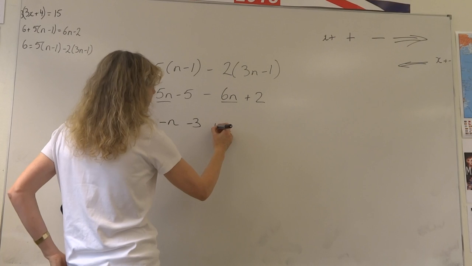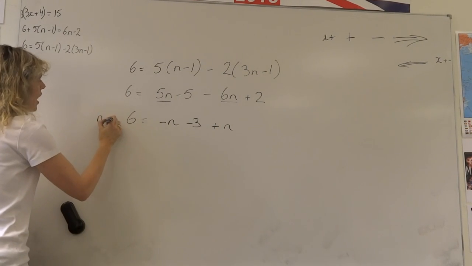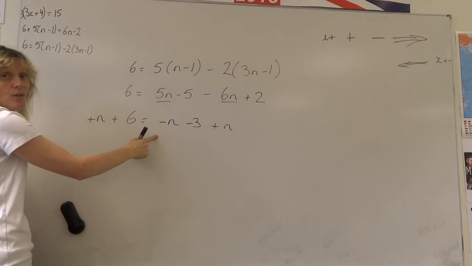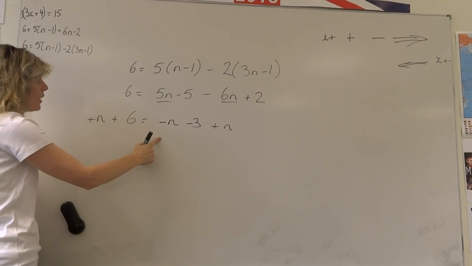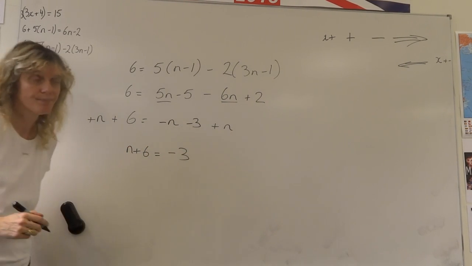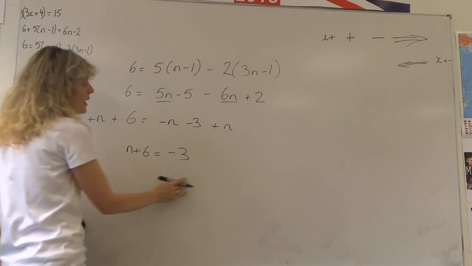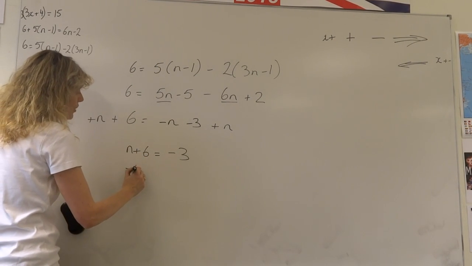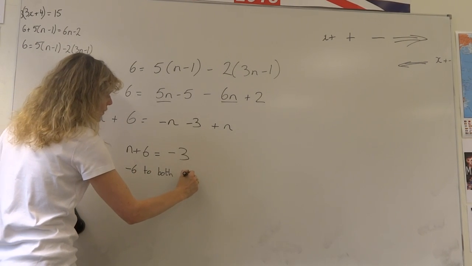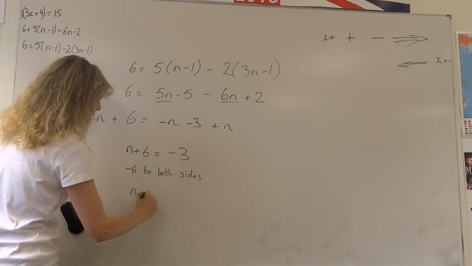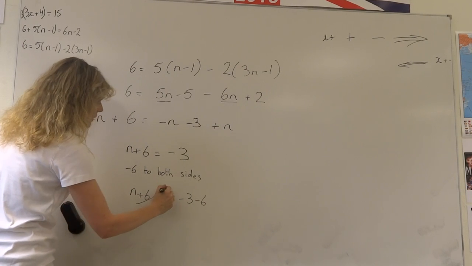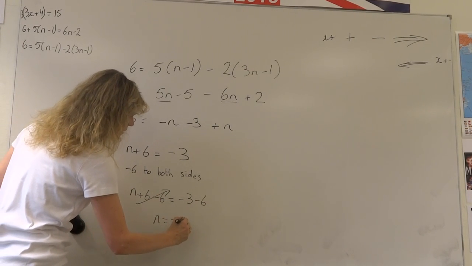If I add n to both sides of my equation here, I'd get rid of this negative n on the right-hand side, which I really don't want. And I would get n plus 6 equals minus 3. Now I'd like to move this plus 6 over to the other side, so I subtract 6 from both sides, giving us n plus 6 minus 6 equals minus 3 minus 6. So that turns into 0, and n equals minus 9.